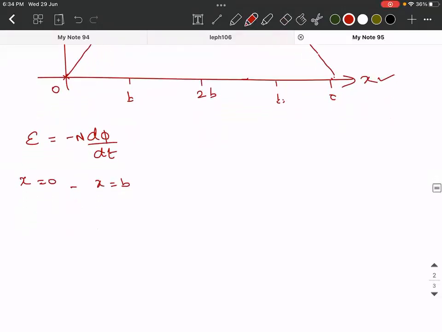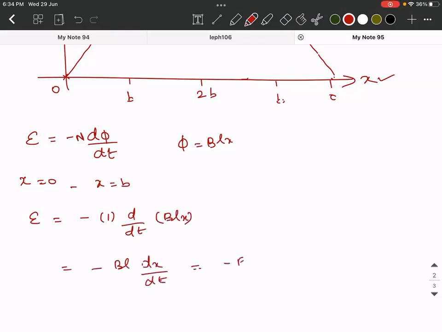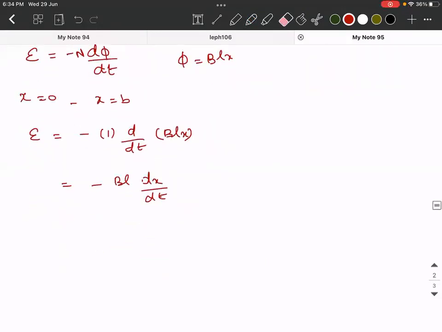Okay. So what is the EMF? It is minus, the number of loops is only 1 into d phi by dt. So phi is equal to b into L into x. 1 into d by dt of BL into x. So minus of BL into dx divided by dt, or minus BL, it is minus B into L into b. So minus, you should not leave it here because you're drawing a graph.